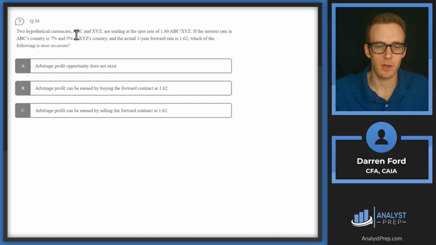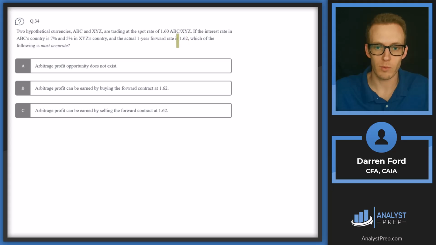Question 34. Two hypothetical currencies, ABC and XYZ, are trading at the spot rate of 1.6. If the interest rate in ABC's country is 7% and 5% in XYZ's country, and the actual 1-year forward rate is 1.62, which of the following is most accurate? Arbitrage opportunity does not exist. Arbitrage profit can be earned by buying the forward contract at 1.62, or arbitrage profit can be earned by selling the forward contract at 1.62.